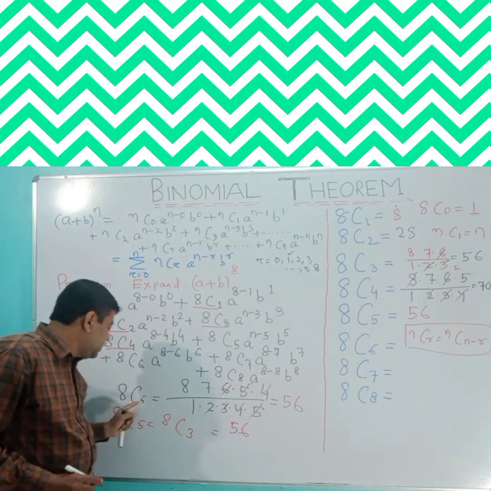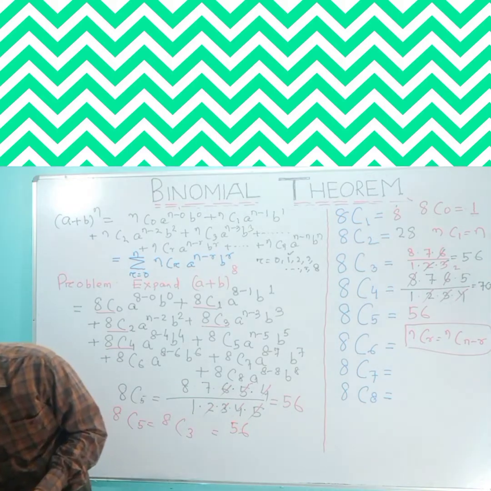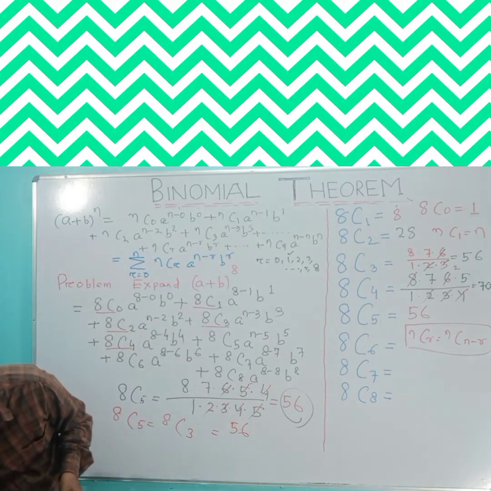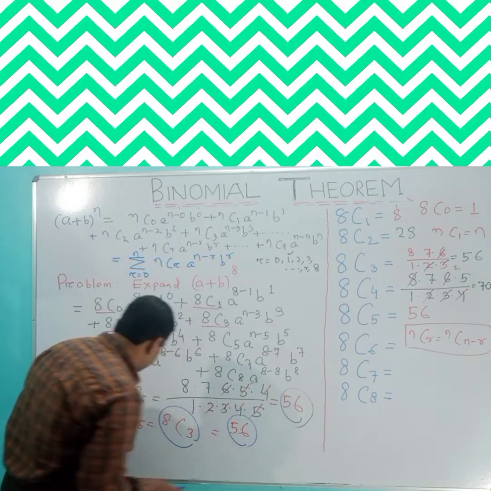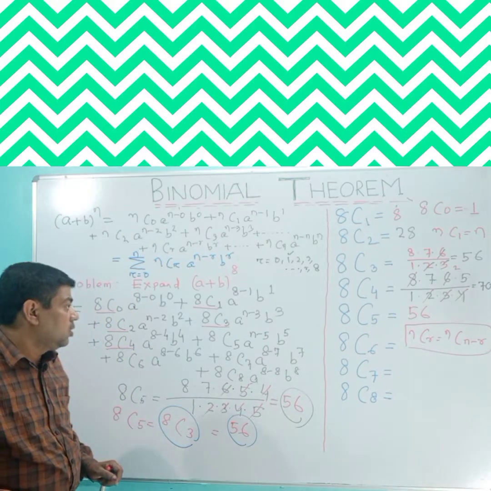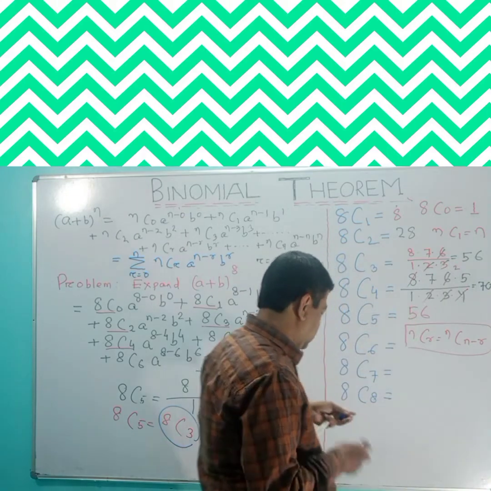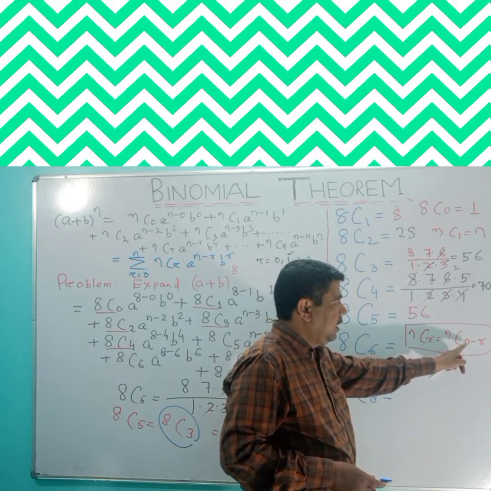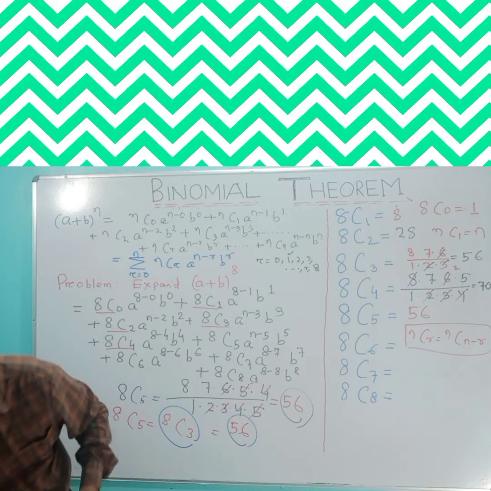What is the value of 8C5? It is 56. And the value of 8C3 is also 56. It means 8C5 is equal to 8C3, right? Understand? This is in accordance with the formula nCr is equal to nC(n minus r). So note down this formula, which you already know from the combination chapter, students.